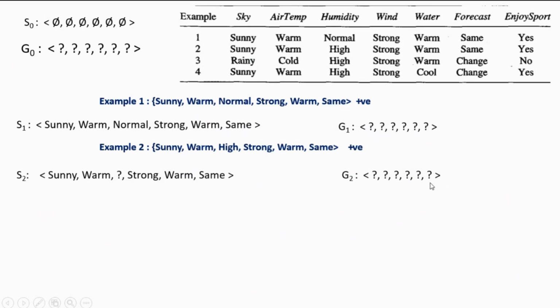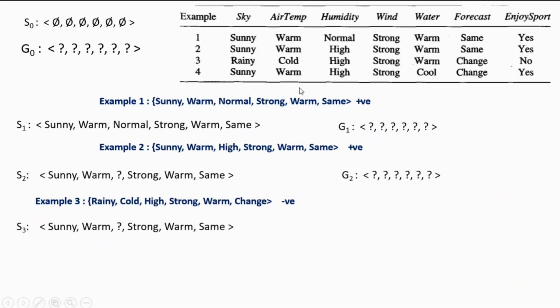So the question marks are going to be kept. Turn to the third example. The third example has attribute values rainy, cold, high, strong, warm, and change. But it is a negative example, because the EnjoySport concept here is no, right? Since this is a negative example, as in the Find-S algorithm, the S boundary simply ignores that example. So it is not at all going to be changed. Whatever S2 is going to be copied here for S3.